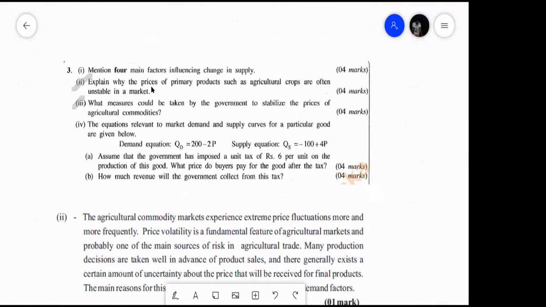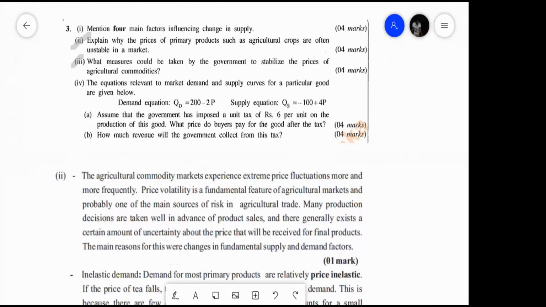Okay, so the third part. They're saying agricultural product prices are increasing and decreasing, right? Why are they increasing? The third part they're asking is what the government has done to make sure these agricultural crops are stable, what measures can they take to stabilize this price? So I'll show you what is there in the answer scheme. New syllabus.